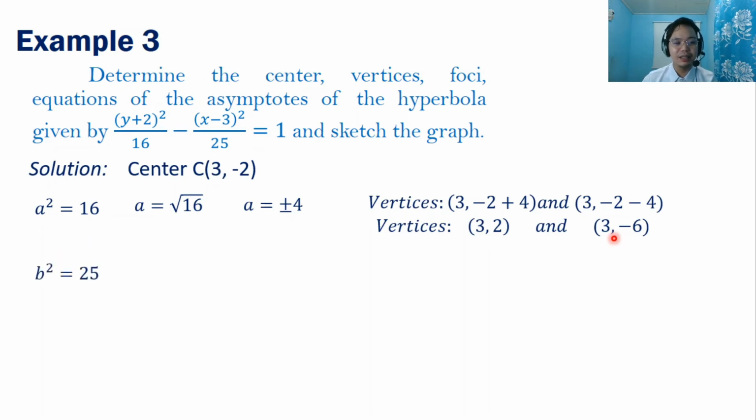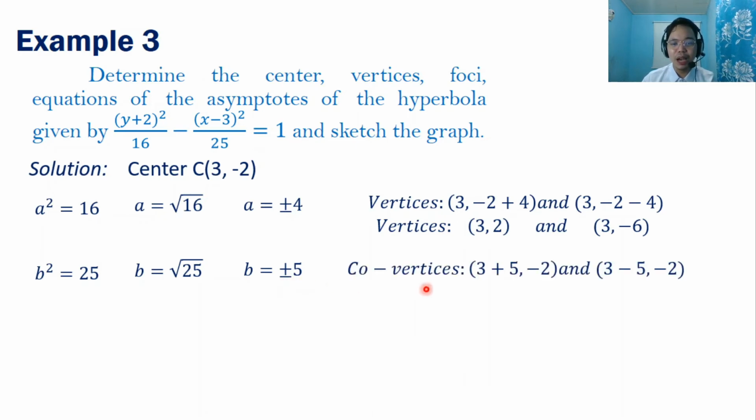The next variable that we're going to get the value is b. So b squared is equal to 25. B is equal to positive negative 5. So yung b naman natin will be the conjugate axis and our conjugate axis ay nasa x-axis. That's why our covertices will be 3 plus 5, negative 2 and 3 minus 5, negative 2. So our covertices will be 8, negative 2 and negative 2, negative 2.